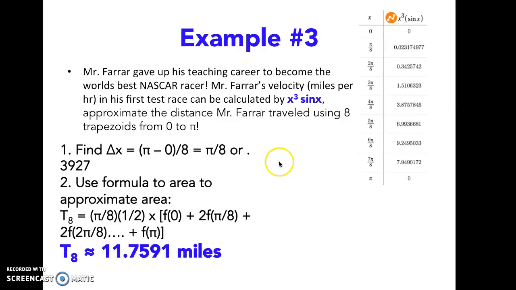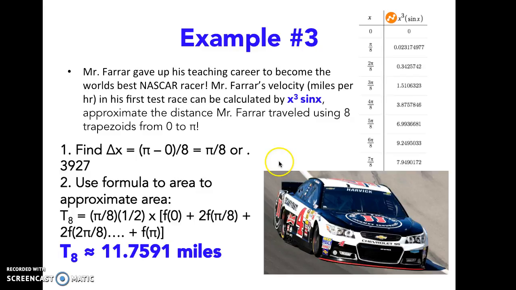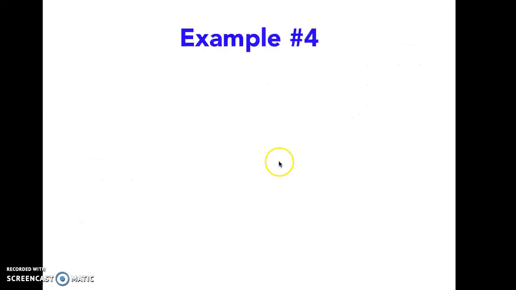So first we're going to find delta x. We get pi over 8. Then we're going to use our formula to approximate his travel distance, or his area under the curve. So we get T sub 8, because we're using 8 trapezoids, pi divided by 8 times 1/2 times f of 0 plus 2f of pi over 8, and so on, plus f of pi. And we get T sub 8 equals 11.7591 miles. Unfortunately, Mr. Farrar will have to keep on practicing to get up to a bigger speed. Good luck, Mr. Farrar.